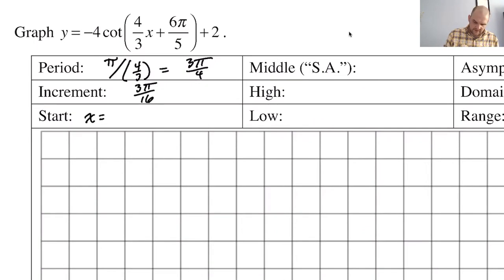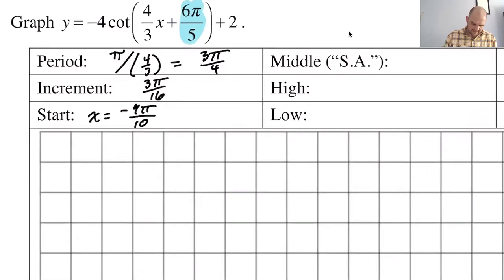X is, so what do we do here? We mentally move this over, so it's a negative 6 pi over 5. Multiply by 3, negative 18 pi over 5. Divide by 4, negative 18 pi over 20, which is negative 9 pi, whoops, negative 9 pi over 10. Let me just check that. 18 over 20, but negative. Yeah. Okay.